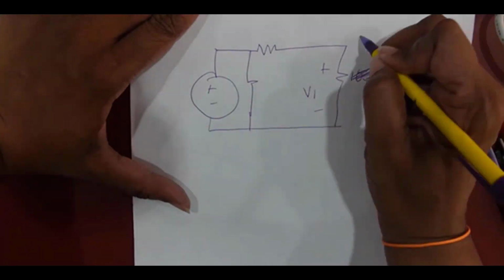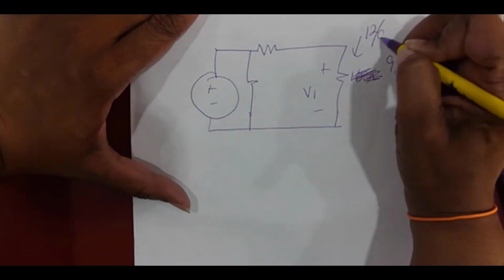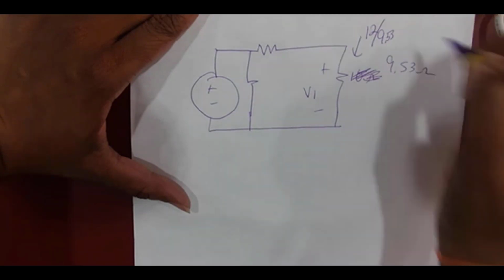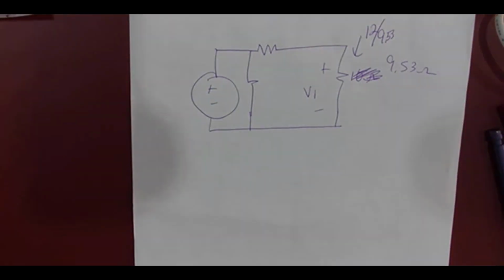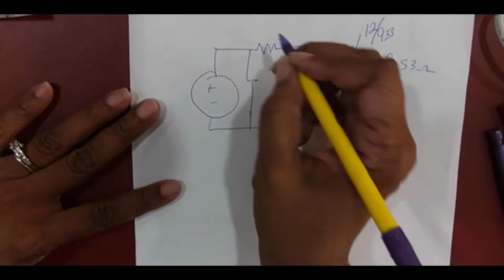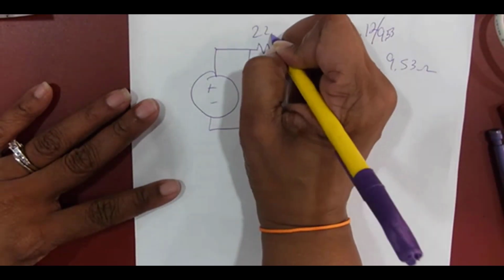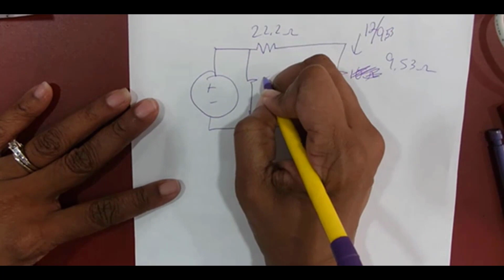Oh. So what's the current here? 12 divided by 9.53. Sorry about that. Sorry. I can't read my handwriting up here. It was messy. That's why you write nice and pretty and neat. Okay.